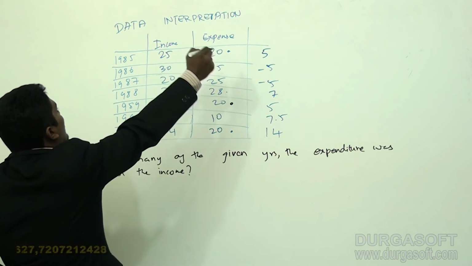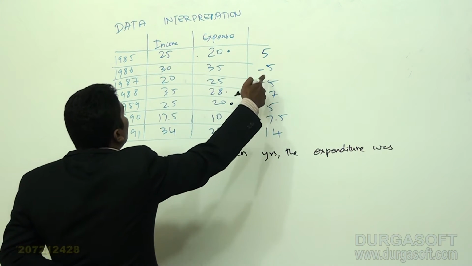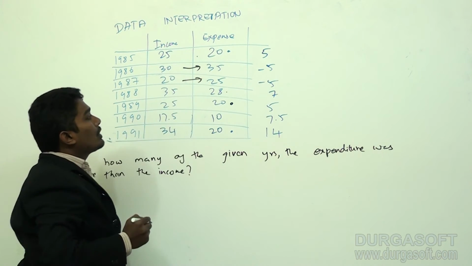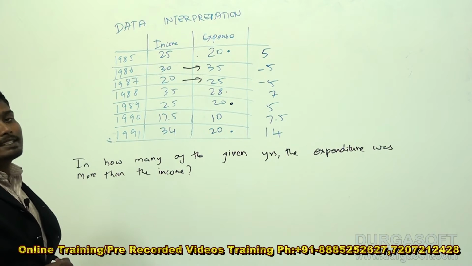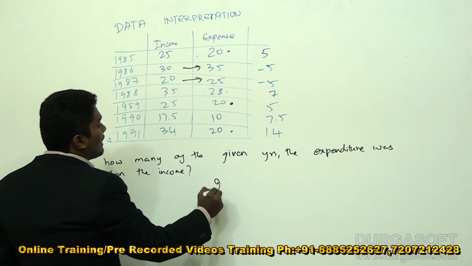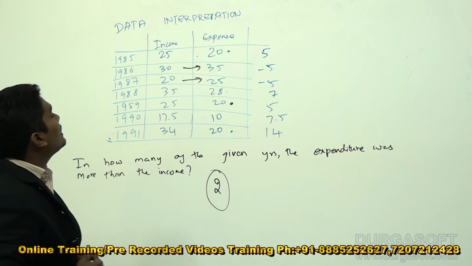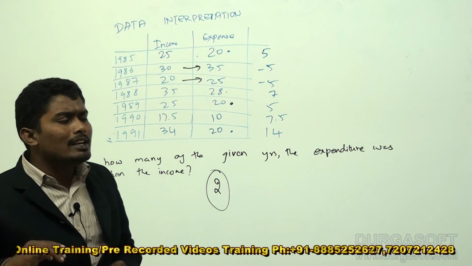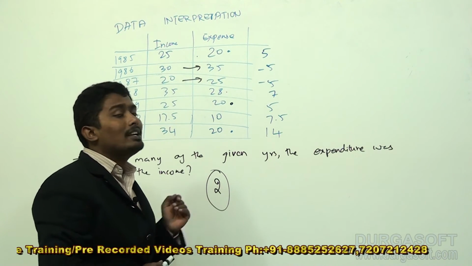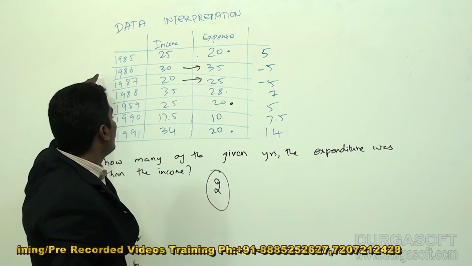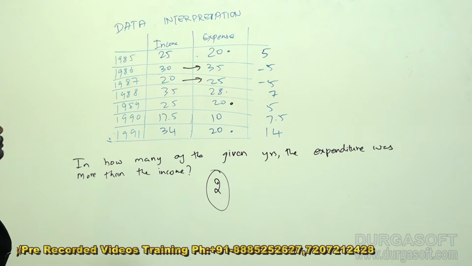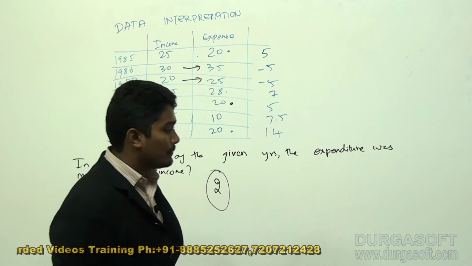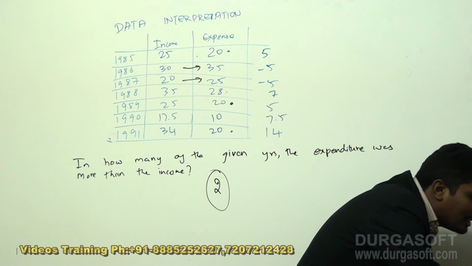Now here the expense is less than the income. For expense to be more than the income, the difference should be negative, right? So here the expense is more than the income, and here the expense is more than the income. At all the other places the expense is less than the income. So the answer is 2 years, because in 1986 and 87 the expenditure is more than the income. In all the other 5 years the expenditure is less than the income. So that is all the questions given.